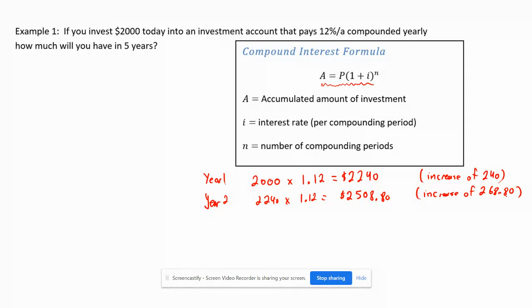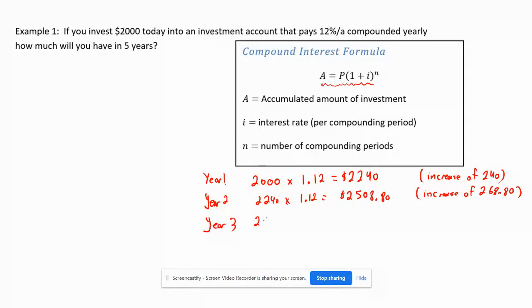The reason it's more is because we're earning interest on the amount that we've already earned as well. We're earning interest on the principal, which is the 2,000, the initial amount over here. But now we're also earning interest on the interest that we've already earned. So this is why it's called compound interest, because we're earning interest on the original investment, but also on the interest we've earned in previous years.